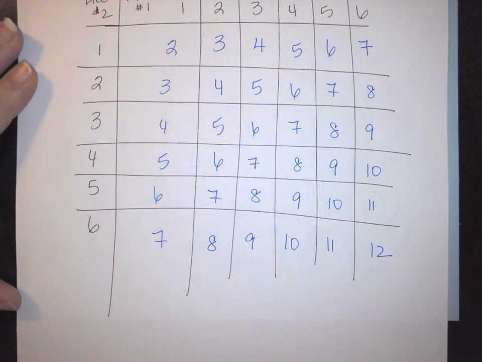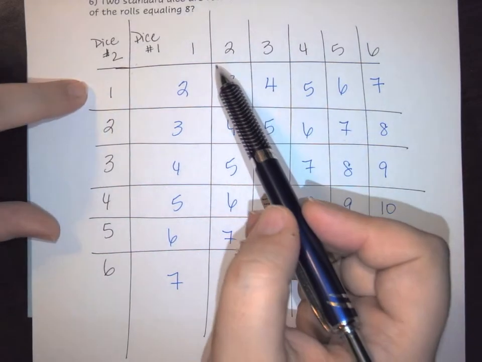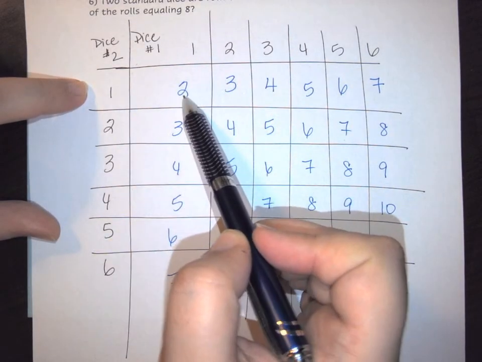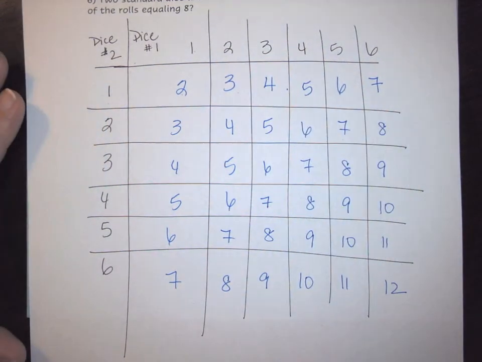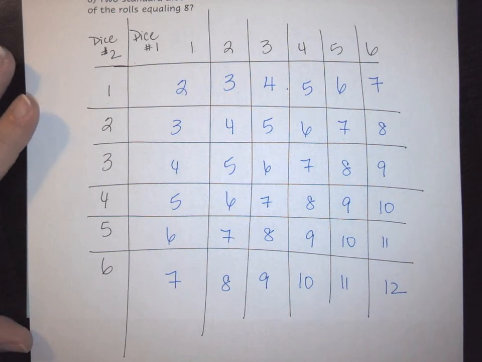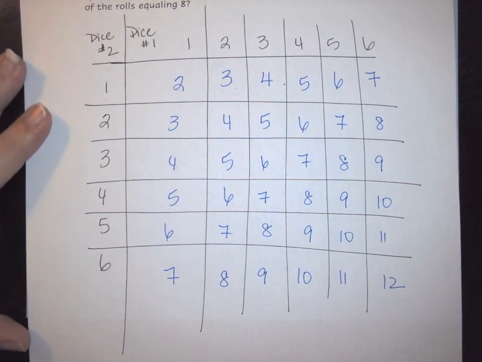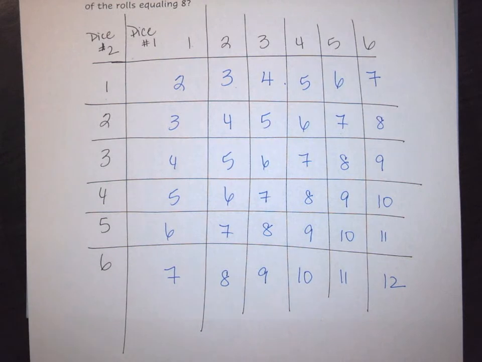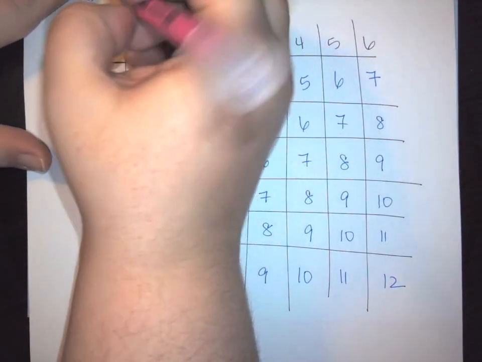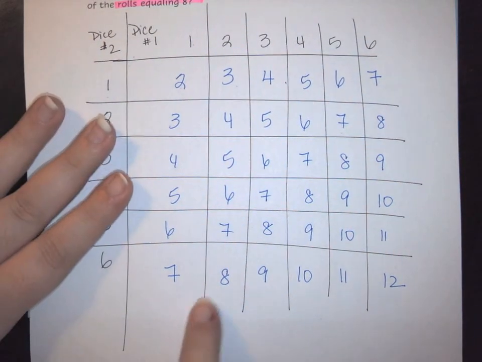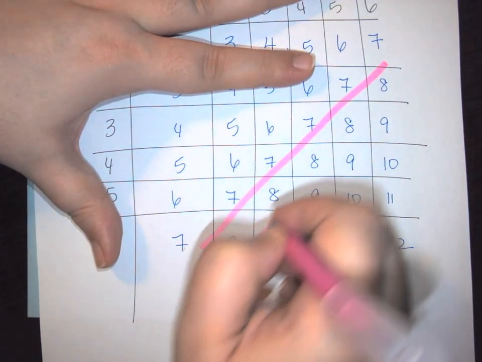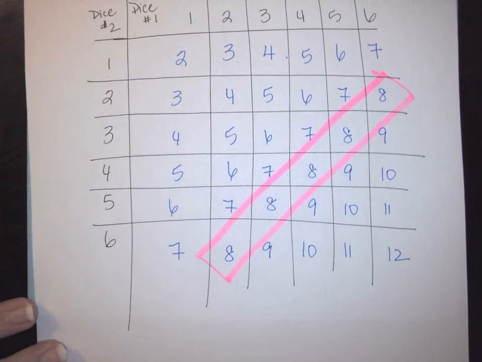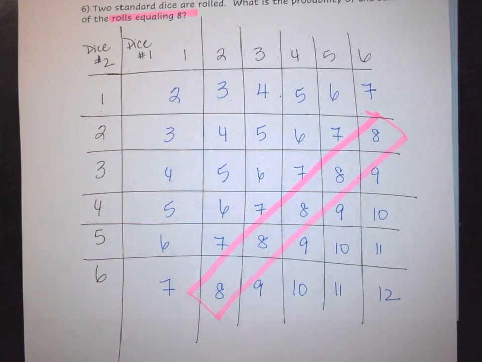Okay. Now, if you look closely at my table, you can see 1 plus 1 is 2, 2 plus 1 is 3, 3 plus 1 is 4, and so on. So what we did is we created a table of addition. Now what we want to know is when the rolls sum to 8. If you notice, I have this diagonal line right here. It shows that all of these are 8. So those are my options that sum to 8.